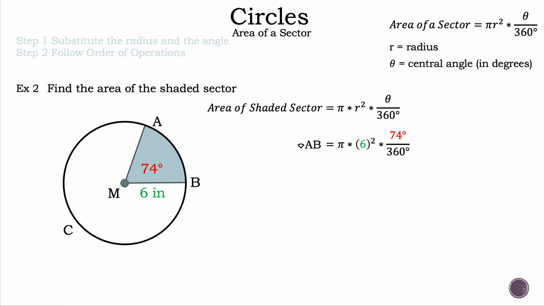Now we're going to follow the order of operations. So we're going to go ahead and square that number, and 6 squared is 36 because 6 times 6 is 36.